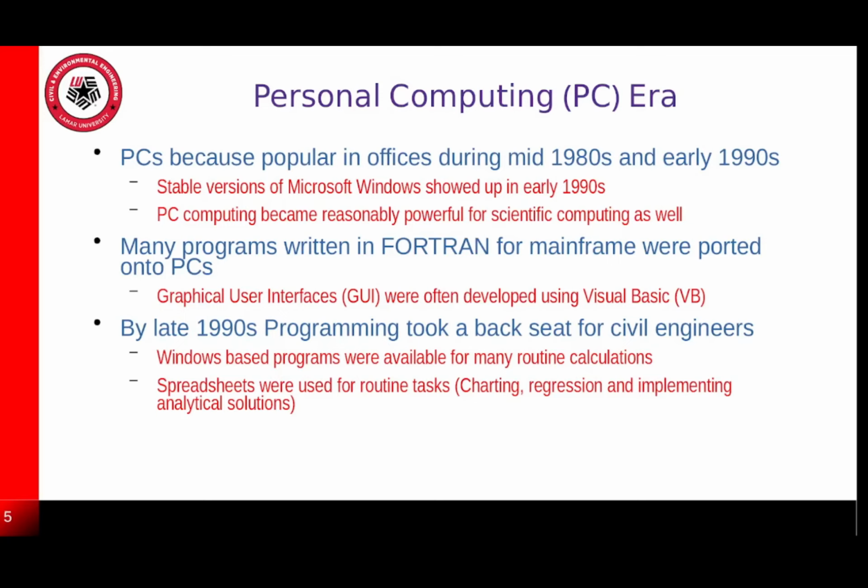So in the early 1990s, you started getting Windows 3, which was perhaps the most stable version of Windows. And PC computing became more commonplace because of enhancements in the microprocessing chips. Okay? So many programs that were written in Fortran during the mainframe era got ported onto PCs, and graphical user interfaces were written to support running of these programs.